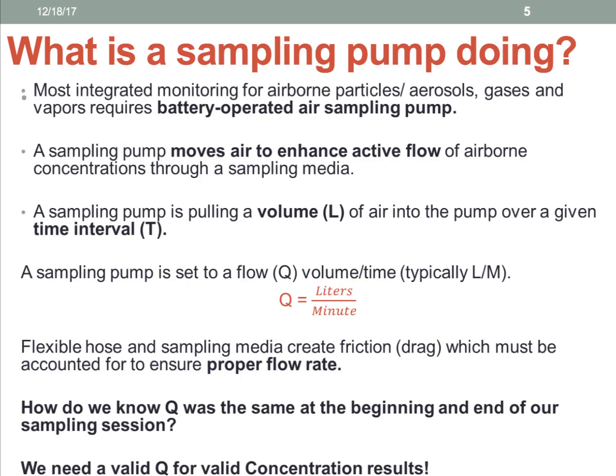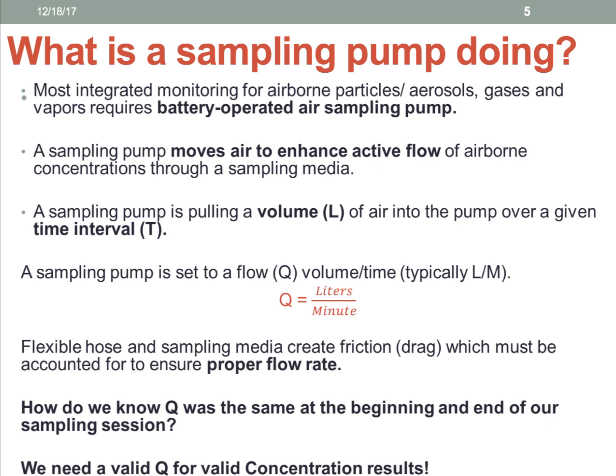So what exactly is our sampling pump doing when it's sampling? Most integrated monitors for airborne particles, aerosols, gases, and vapors require some type of battery-operated air sampling pump. And we know that this is active sampling. So the sampling pump draws air over the media in through the pump. The sampling pump is pulling air at a volume over time. So this is considered our flow rate.